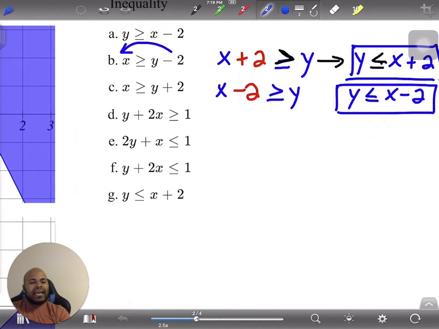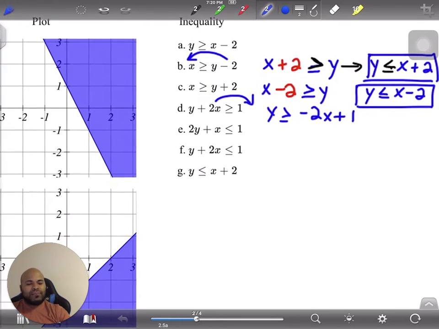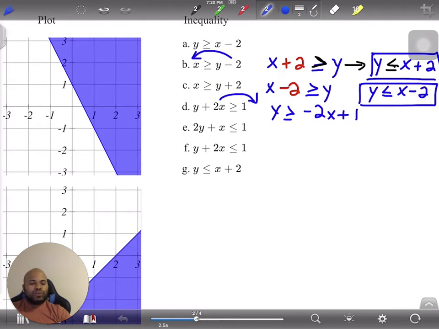For d, I can rewrite that very easily. All I have to do is move the 2x to the other side. So I'm going to have y is greater than or equal to negative 2x plus 1. The only one that changed was the negative 2x because I moved it. Okay, so that's how you would do that.